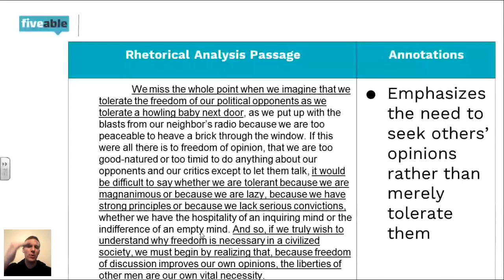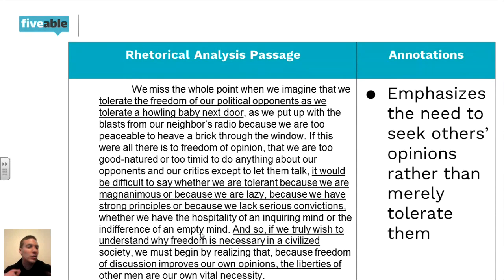So he builds to his primary purpose all throughout the passage to get here. If we truly wish to understand why freedom is necessary in a civilized society, we must begin by realizing that, let's cut, the liberties of other men are our own vital necessity. Again, we can't just tolerate people, we must listen to them in order to be truly free. Now, let's look at my annotations for this final paragraph. So Lippmann ends his passage by saying, or by emphasizing, the need to seek others' opinions rather than merely tolerate them.